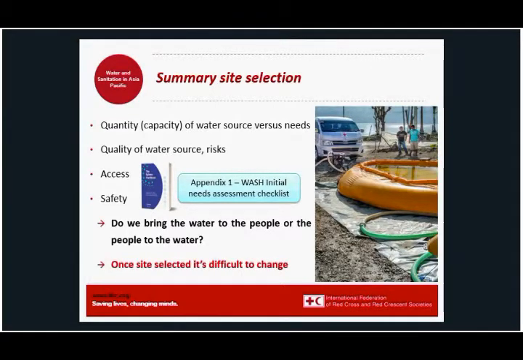A few final points to think about in water source and site selection. Don't forget about the guidance in SPHERE. In the WASH chapter, Appendix 1, there is a good checklist of assessment questions that can help if you are unsure. One of the questions you will need to answer is, do we bring the water to the people or the people to the water? How water is transported if necessary and distributed needs to be considered and can influence the site selection. If a site is selected for setting up bulk treatment, it's difficult to change, so make sure all the points contributing to the final decision have been well considered.